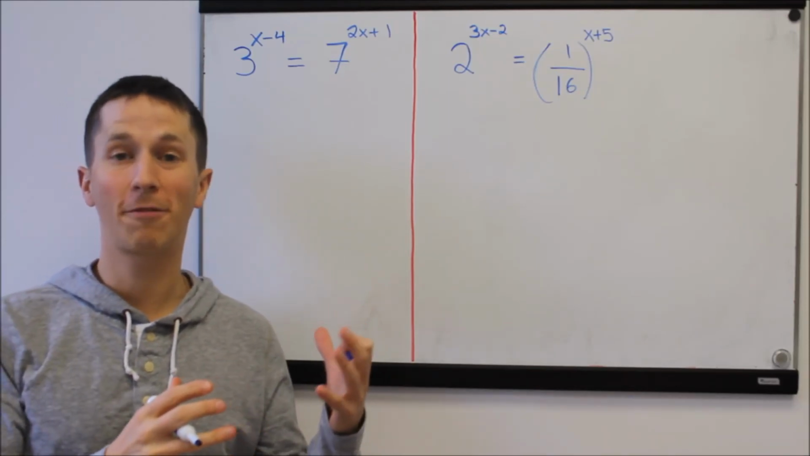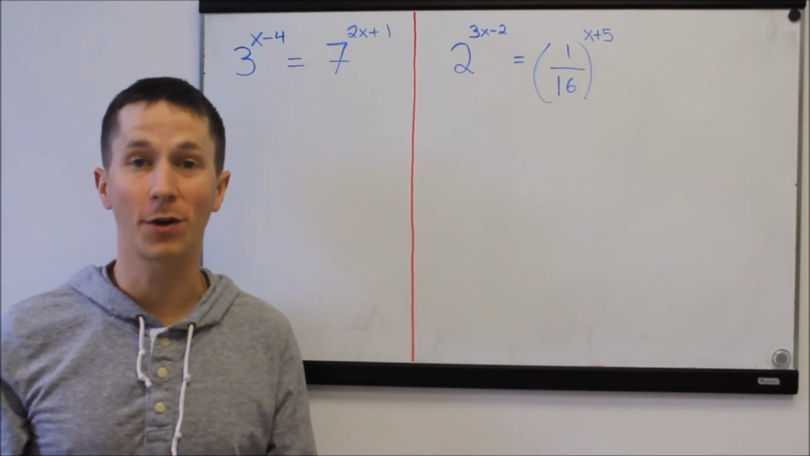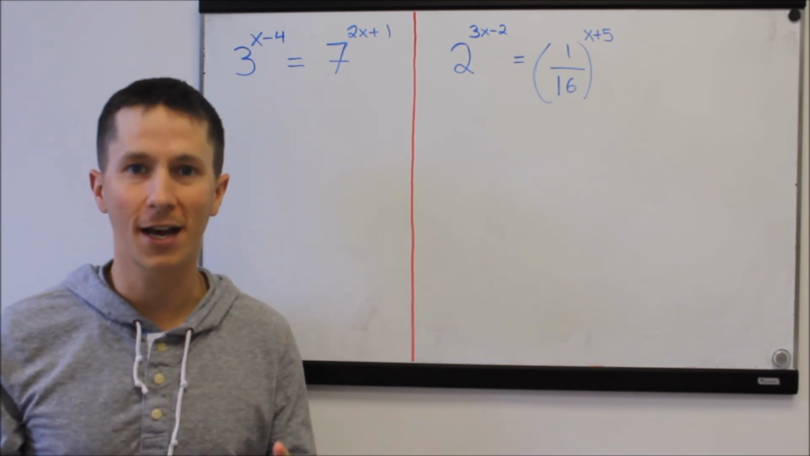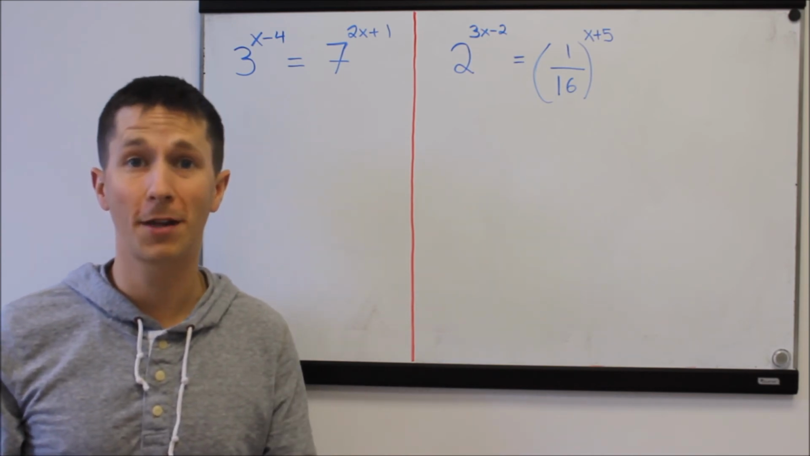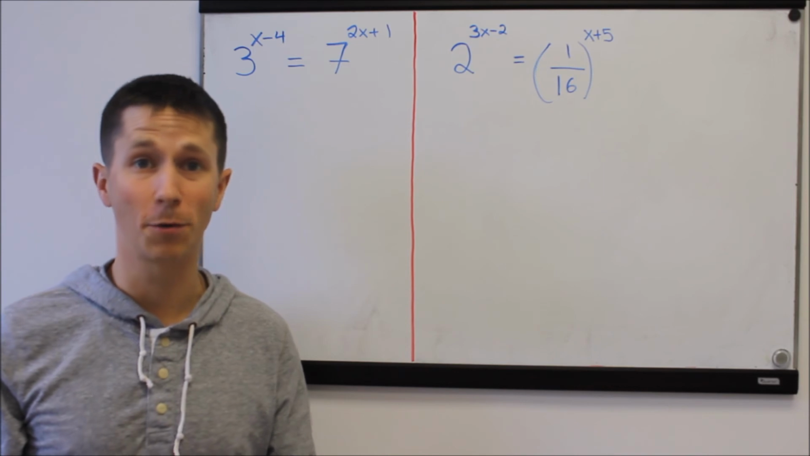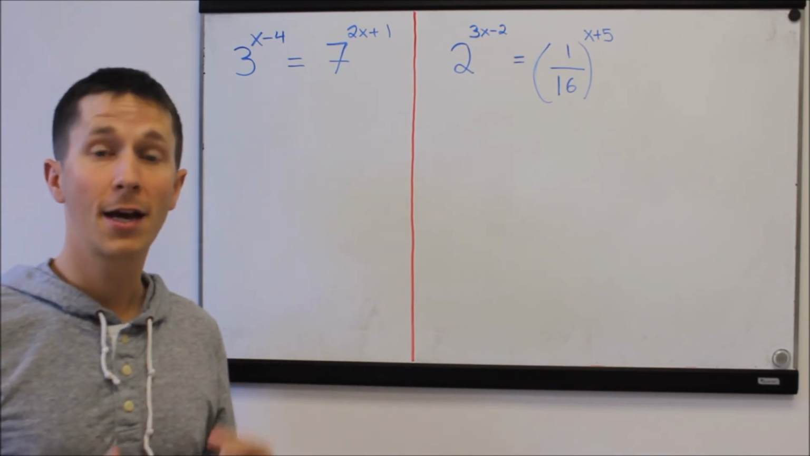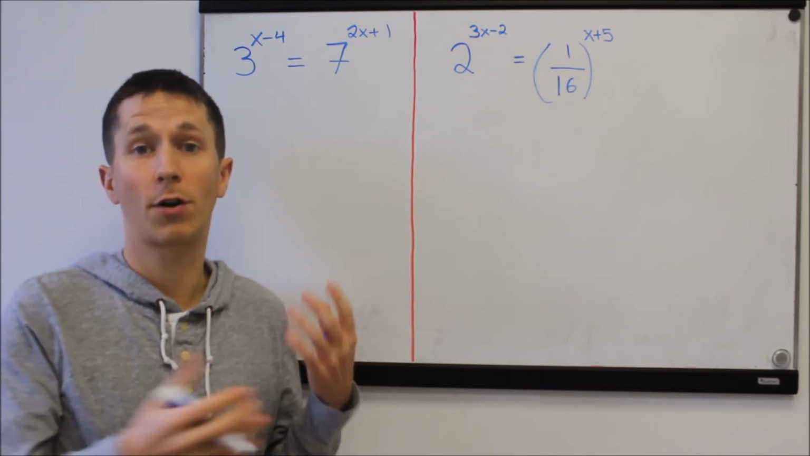Just wanted to go over a quick video on how to solve exponential equations. These are great questions to get on the provincial exam because we know they're going to be there and we know it's really easy to solve them. We just have to identify one thing. Can we make the bases the same or can we not?